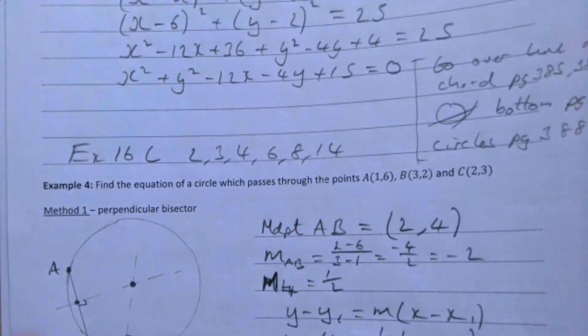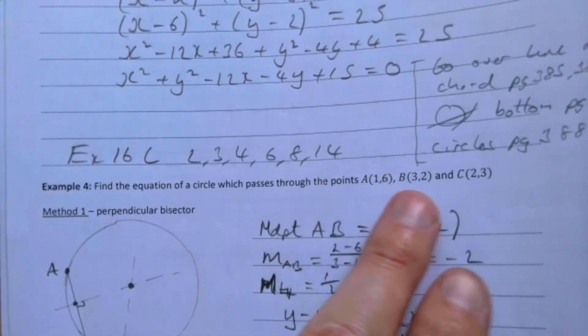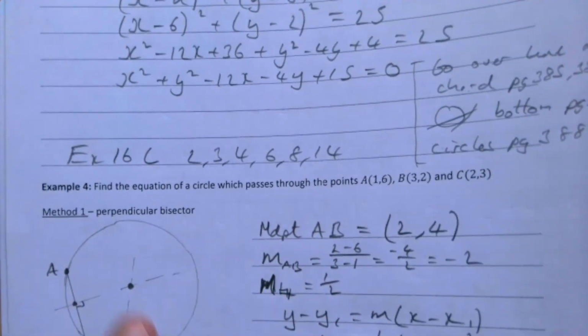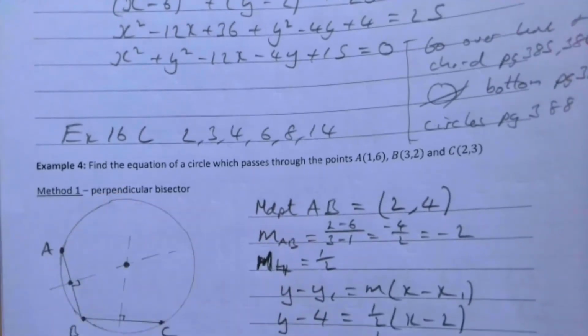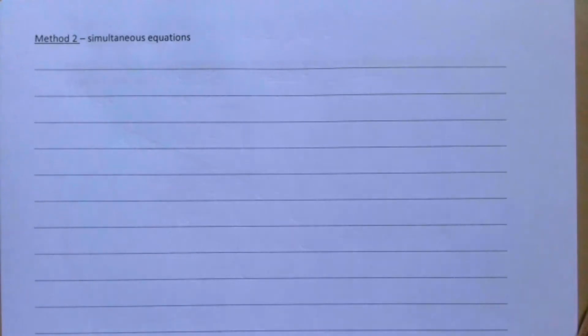We are on Unit 6, looking at circle geometry, and we're doing this question but by method 2. It says find the equation of the circle passing through these 3 points. The previous video was doing it by perpendicular bisector. Here we're going to do it by simultaneous equations. So that's why we have method 2 here.